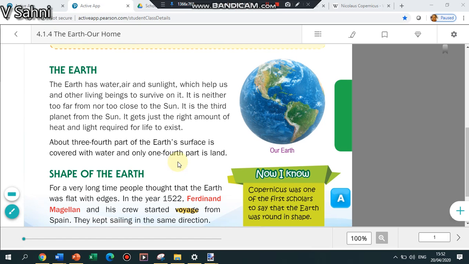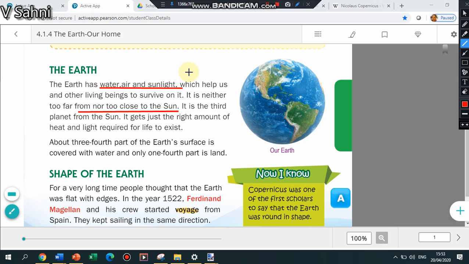Okay. Now, why do you think that there is life on Earth? This is the first topic. There are a few important points here. There is life on the earth because it is at the correct distance from the sun, and it gets the right amount of heat. Also, 3/4 part of the earth is covered with water and 1/4 part is covered with land. So see, we have the correct water, air and sunlight content, and that is why we are able to survive.